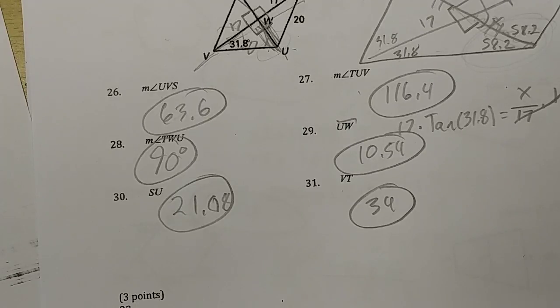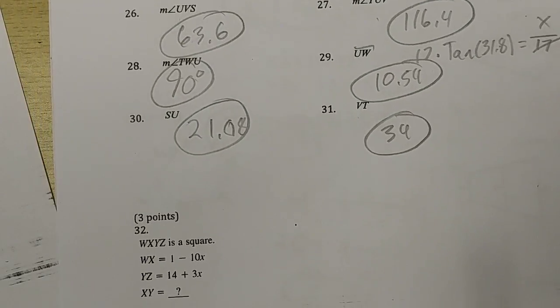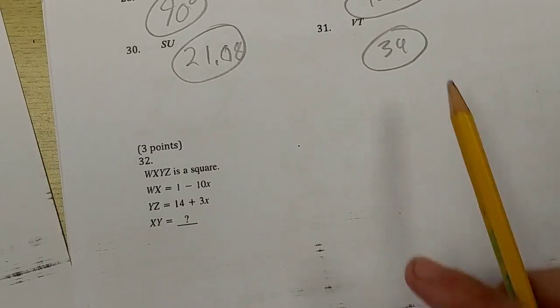I'm just flipping through the book to make sure what I'm saying about parallelograms is true. Yes, it's true that the diagonals bisect each other. So that's true. Okay, so that's 34.